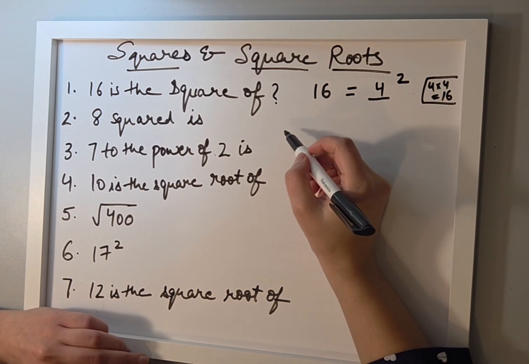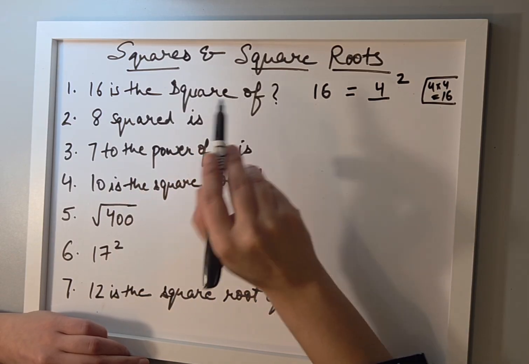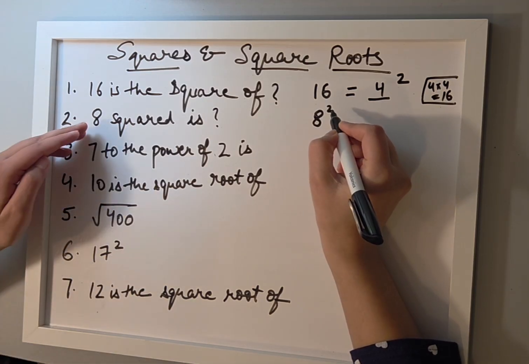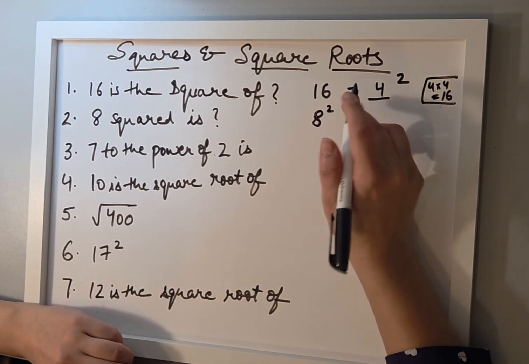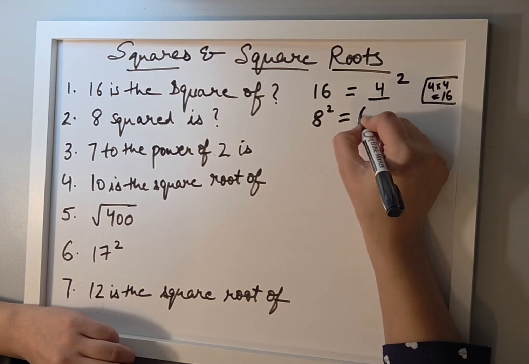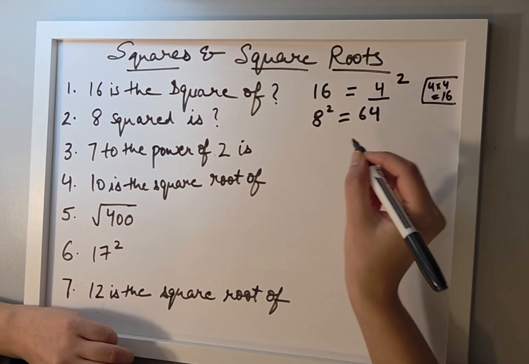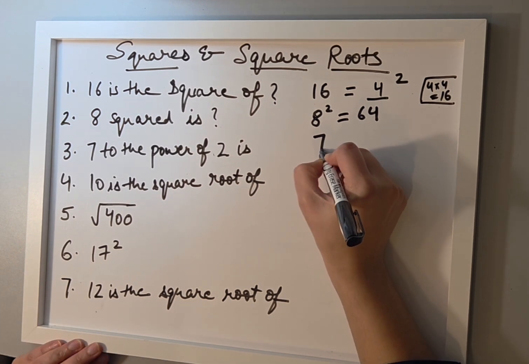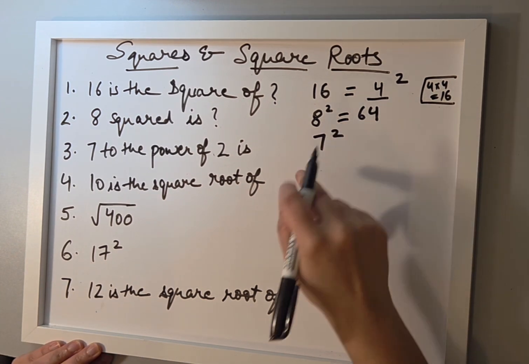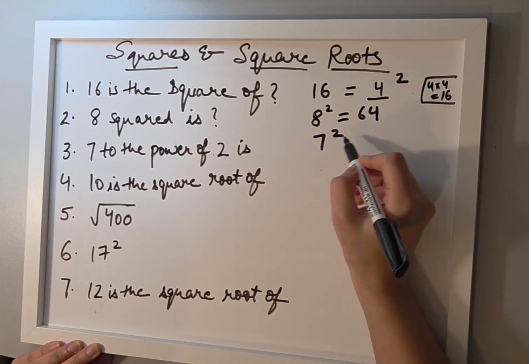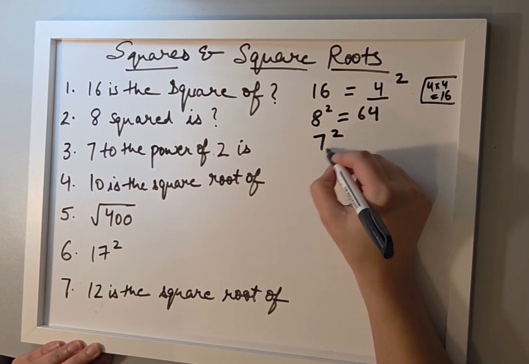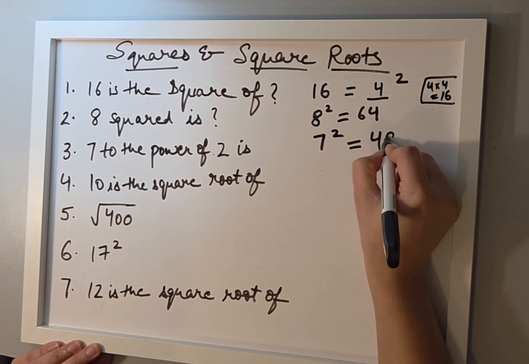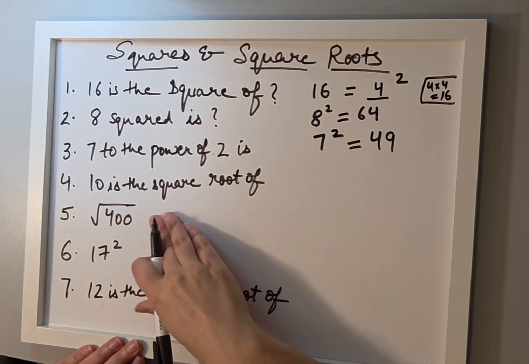Okay, so the next question is 8 squared is, okay? So if we square 8, so 8 has to be squared. So it will give 8 into 8, 64. Okay, and then 7 to the power of 2. So 7 to the power of 2, we know it's 7 squared. So 7 into 7 is 49.